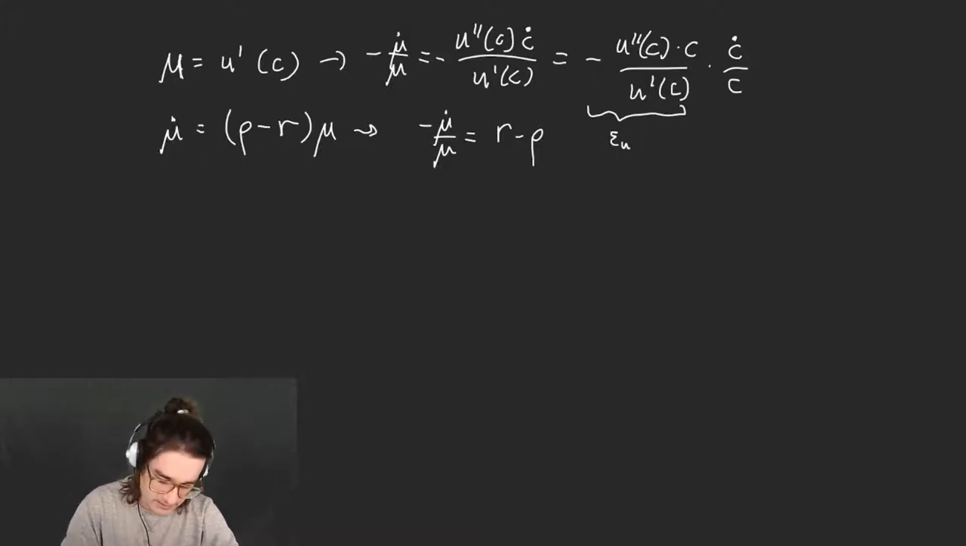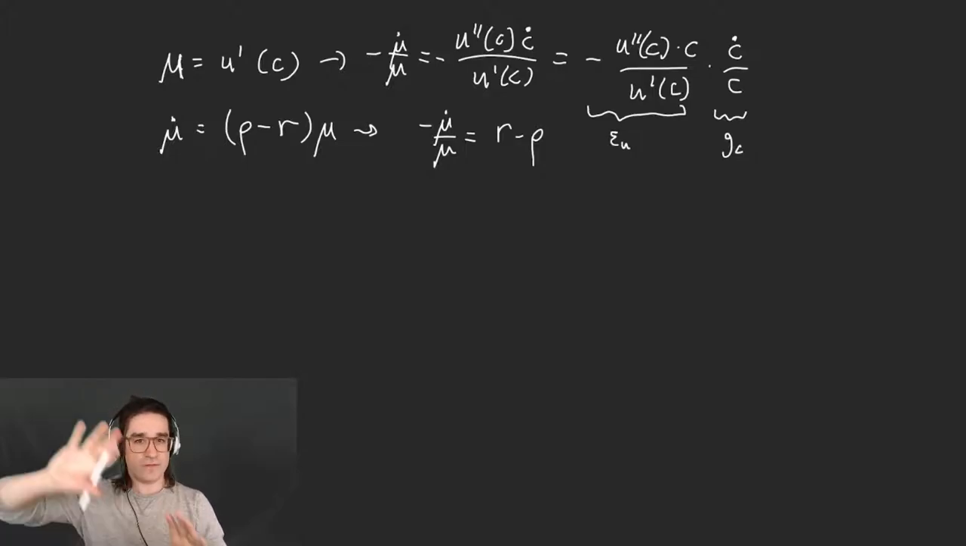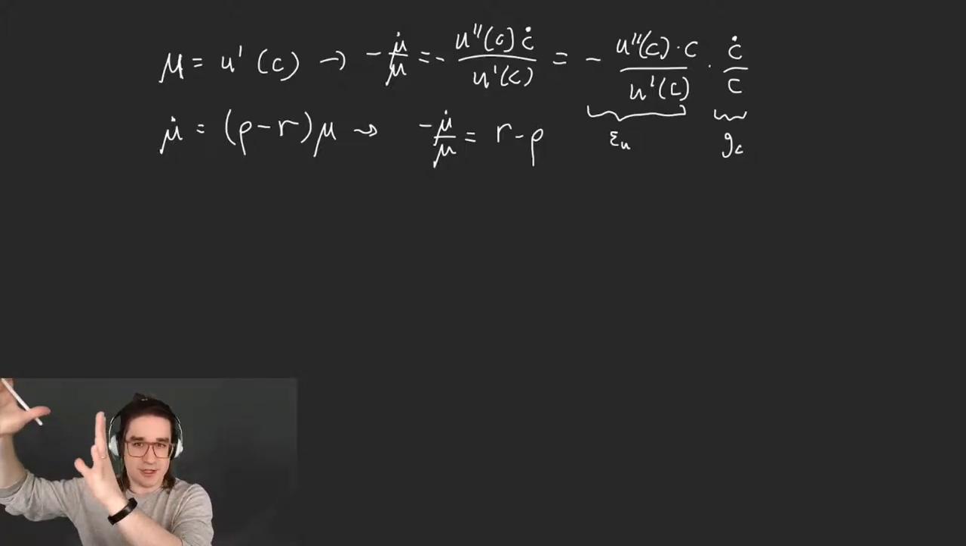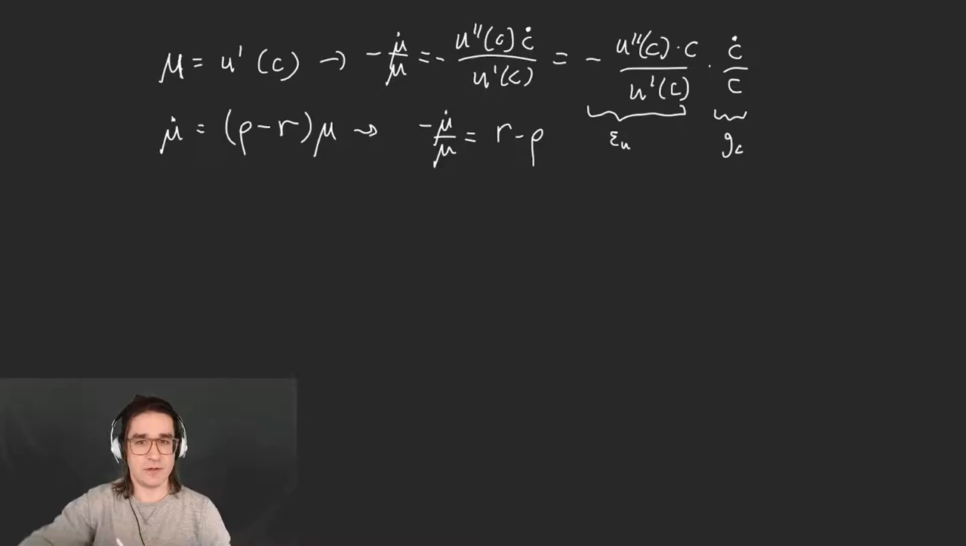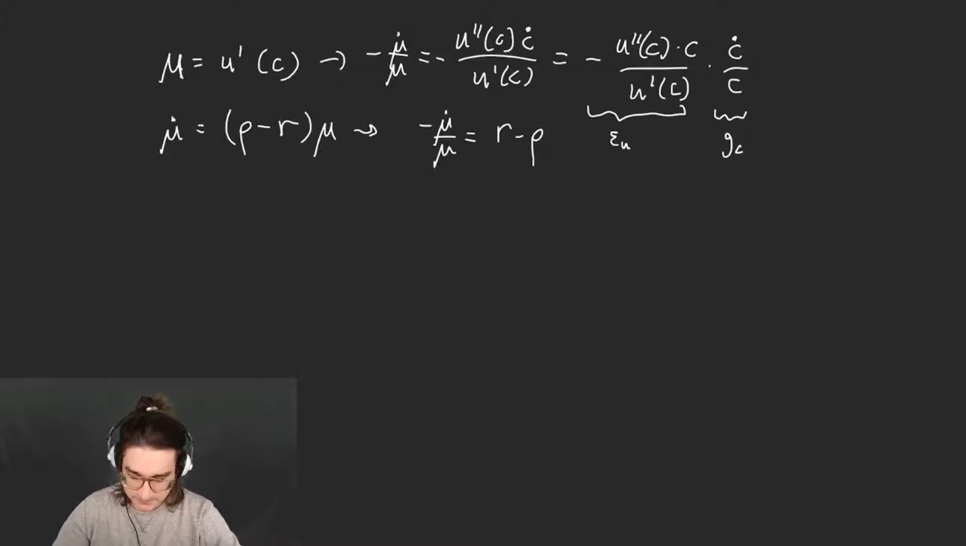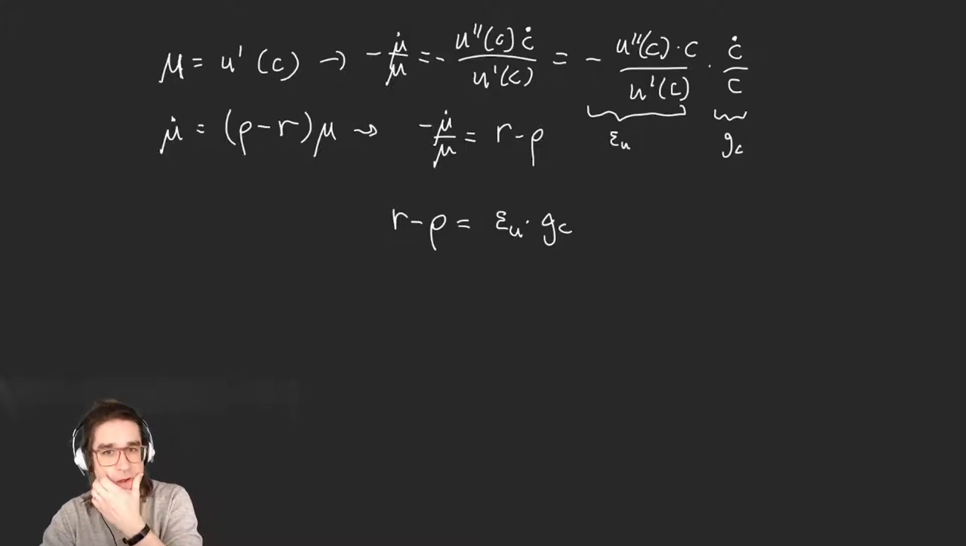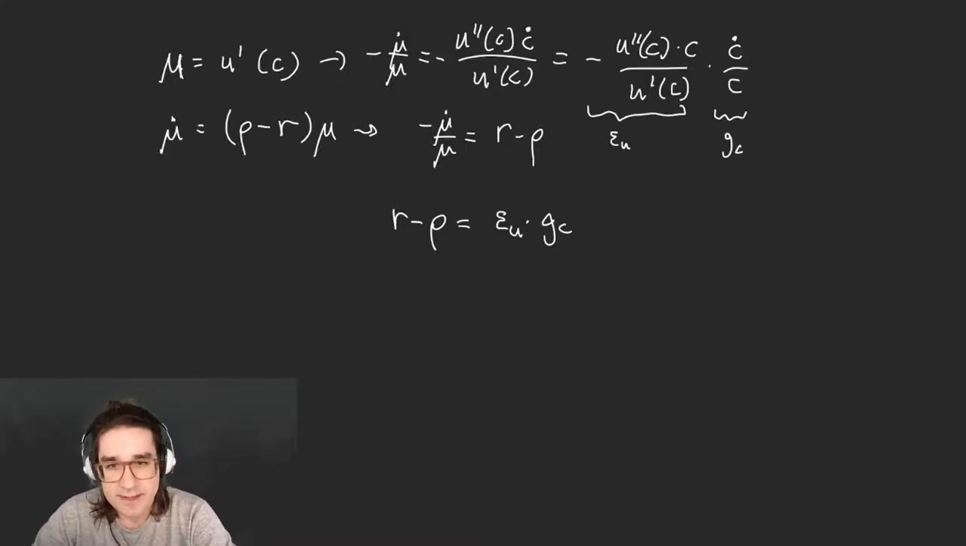And then this is just g_c. So by doing that, we've turned this thing, which is just a ratio of random stuff, into the product of two things that we know pretty well what they signify. So that's useful. And at the end of the day, we also have this equality between these two. So we're going to have r minus rho is equal to epsilon u times g_c. So that's kind of cool.